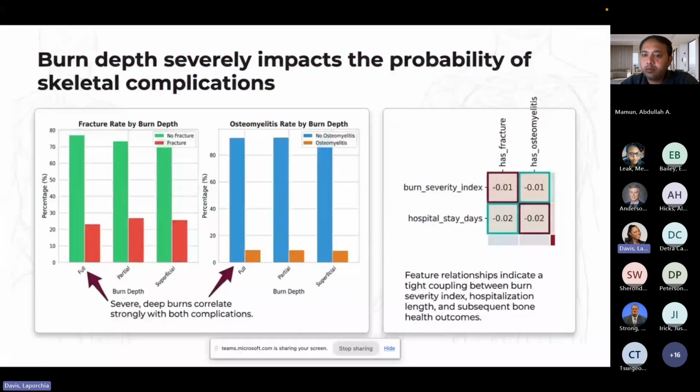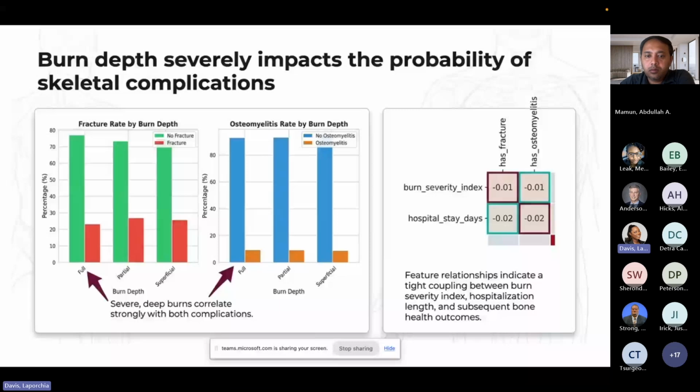Looking at the clinical drivers, this slide shows that burn severity strongly impacts the likelihood of skeletal complications. Deeper burns are associated with higher fracture and osteomyelitis rates. Additionally, features like hospital stay and severity index are closely linked to the outcomes.